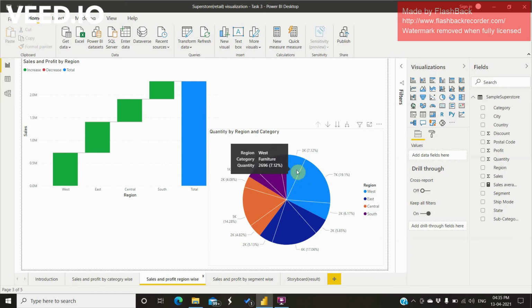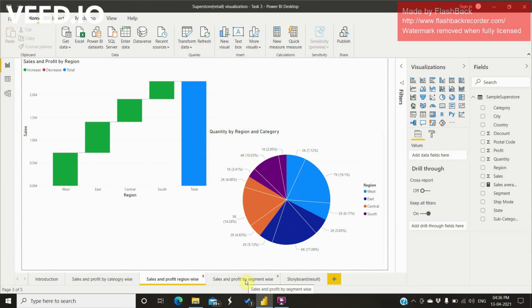As we can see here, the blue color represents the west part of USA. This is the office supplies. The quantity is 7235, 19.1% quantity. Here for furniture it's showing like this, and for technology 2335. So we can see that only for office supplies is the quantity more, but the profit is decreased in the western region, as we showed before category wise. So this is the visualization for sales and profit region wise.